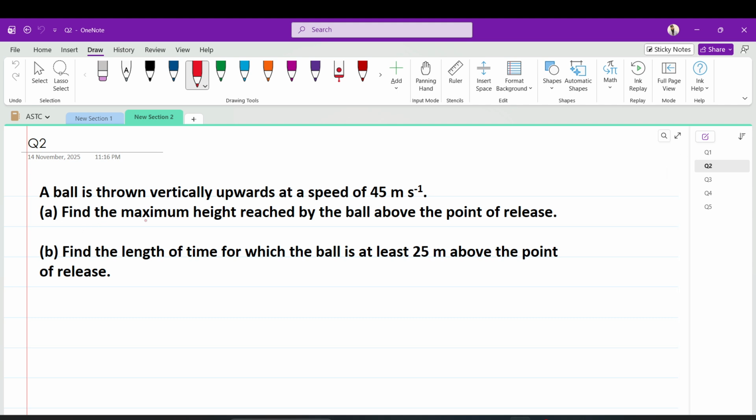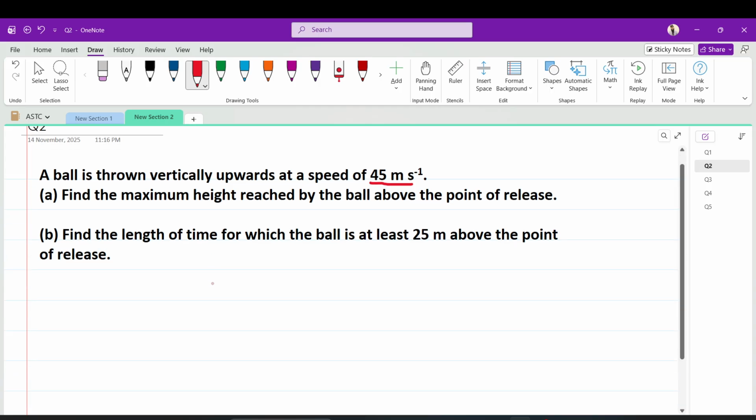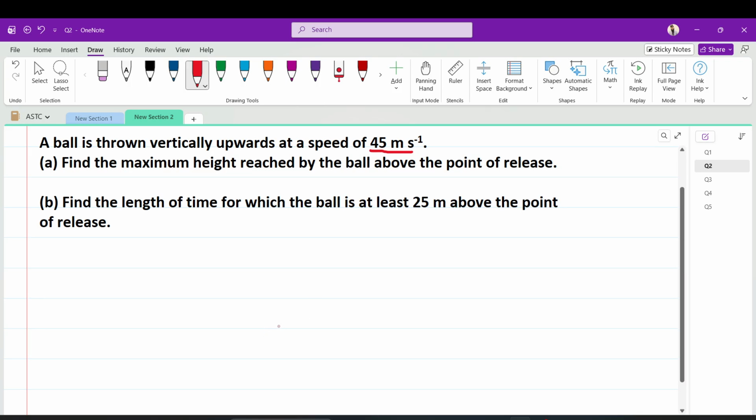All right. A ball is thrown vertically upwards at a speed of 45 meters per second. Find the maximum height reached by the ball above the point of release. So as I mentioned, it is a good idea to draw a diagram so that it becomes visually clear what's going on.